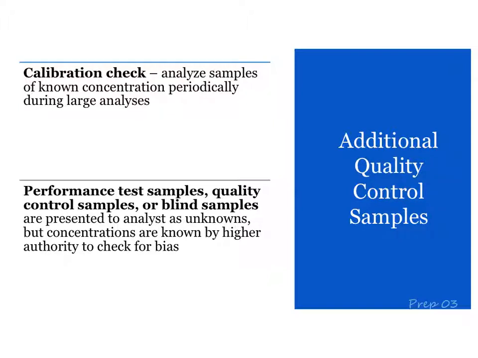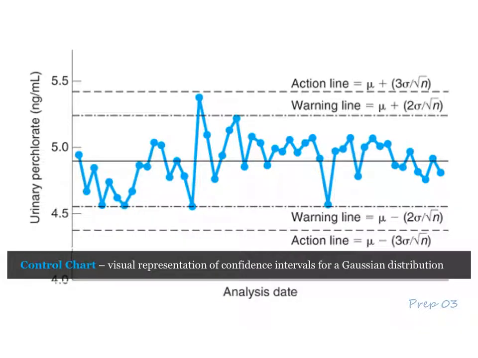In addition to spiking the occasional replicate sample, we'll want to include additional quality control samples, such as calibration checks, to determine if the instrumental response has drifted from the initial calibration. Sometimes, especially in industries with heavy regulations, analysts will be presented with performance test samples, quality control samples, or even blind samples to guard against bias. It's also not uncommon in industry to see analytical results graphed on a control chart. In this control chart, we see the warning line and action lines graphed at certain intervals above and below the expected mean.